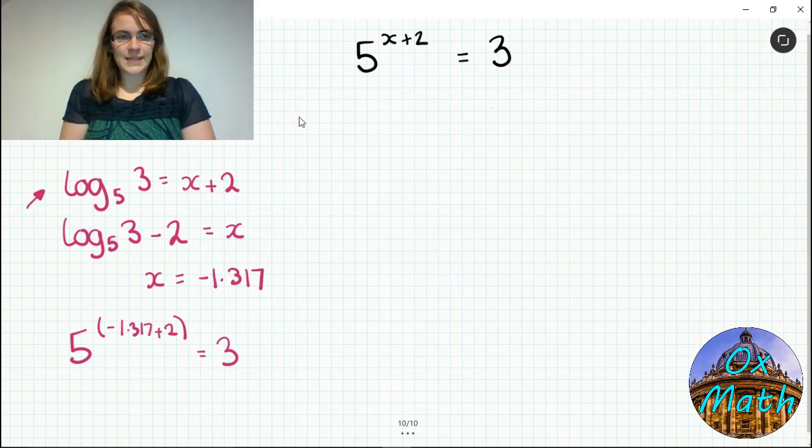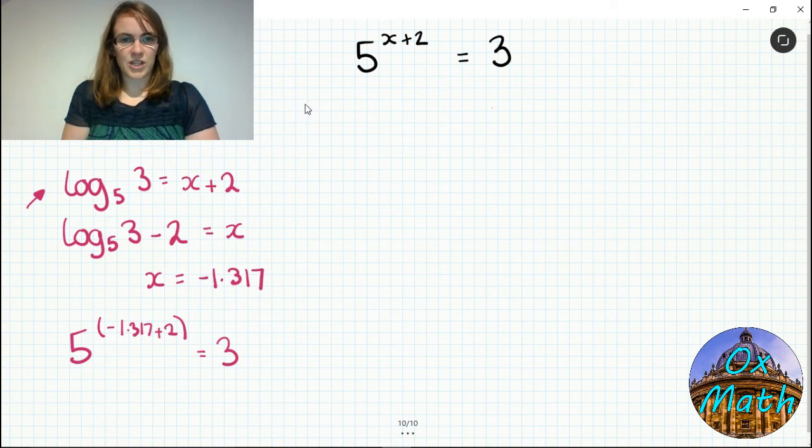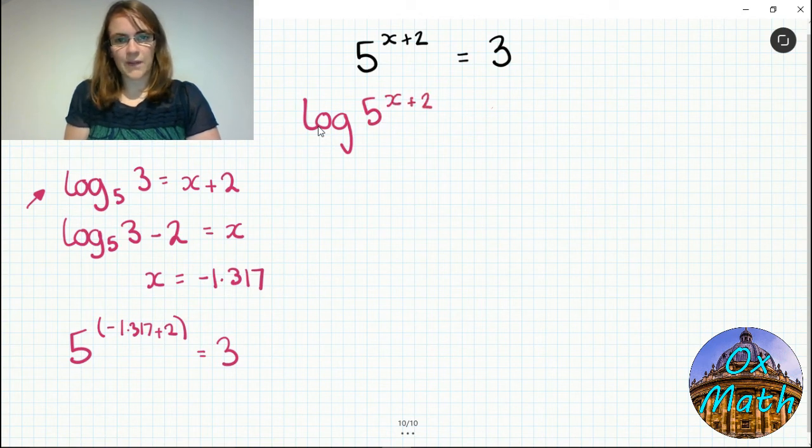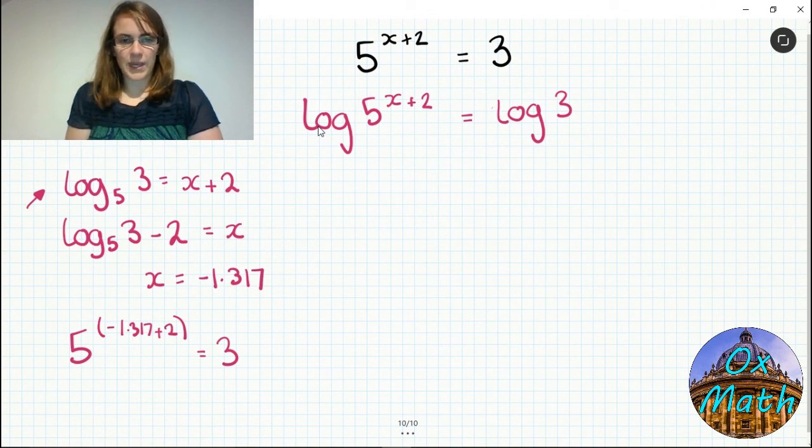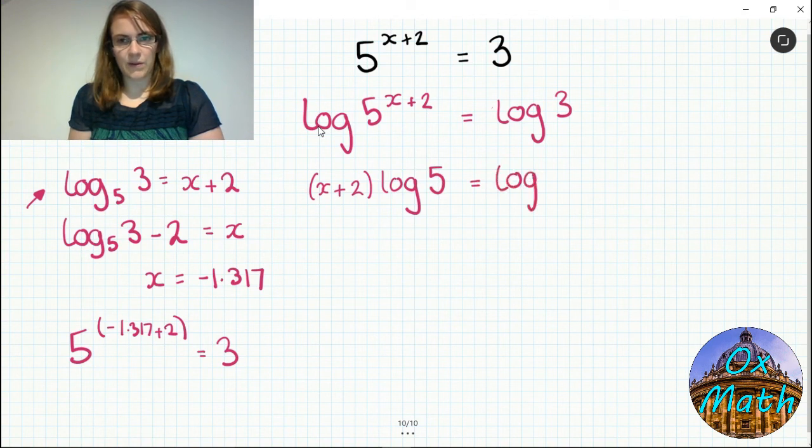So we can do it in the same way that we derived our changing the base law a minute ago, which is simply to write log in front of both sides, because if 5 to the power of x plus 2 is 3, then log of 5 to the power x plus 2 is the same as log of 3. Now we have logarithms, we can bring the x plus 2 out the front using our log laws, and that becomes x plus 2 lots of log 5, and that is equal to log 3.